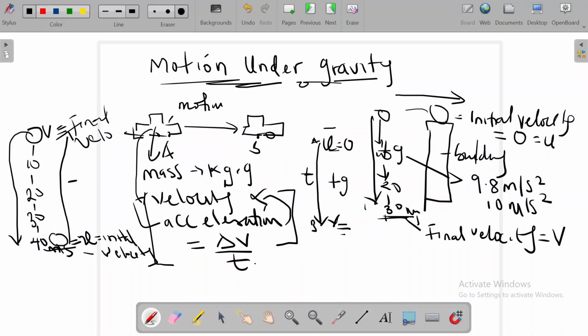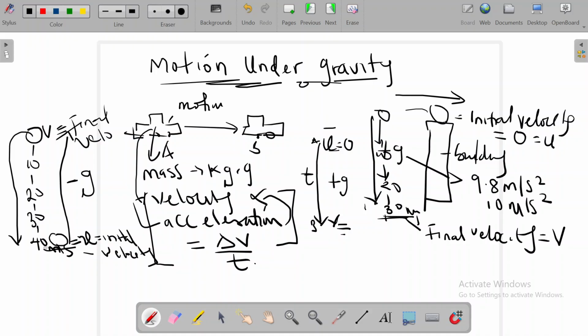And it is moving against gravity, because we know gravity wants everything to come towards the earth. It pulls everything towards the earth. So if you're moving upward, you are going against gravity. So this will be given as negative g. Gravity will be represented as negative. So instead of considering it as positive 10, you are considering it as negative 10.